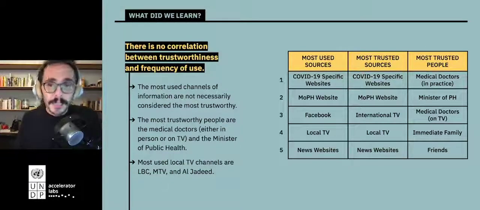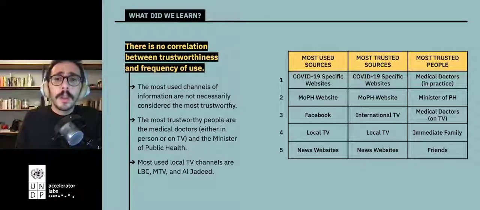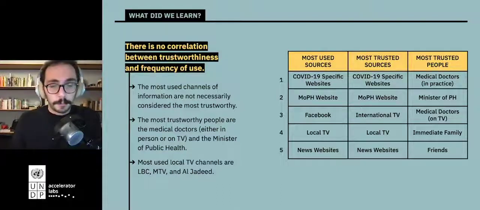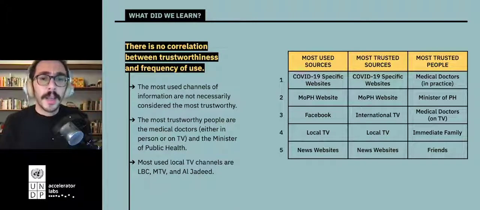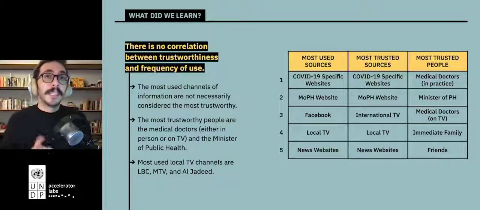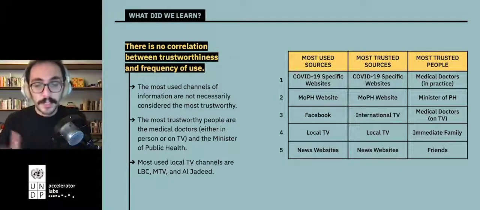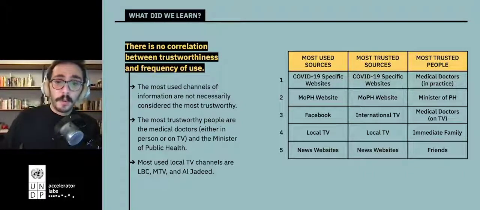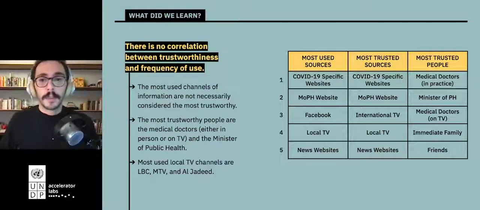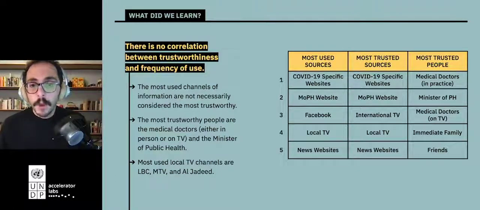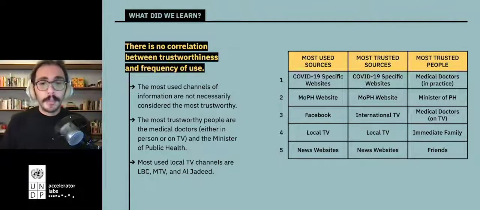As expected and consistent with the results of Survey 1, the most trustworthy people are the medical doctors, either in person or on TV, and the Minister of Public Health. It's important to mention here that when people talk about the Minister of Public Health and the government, they see these as two separate things. They have trust in the Minister of Public Health, but they do not have trust in the government or the ministry. And lastly, the most used local TV channels are LBC, MTV, and Al Jadid. Those are all local channels here.